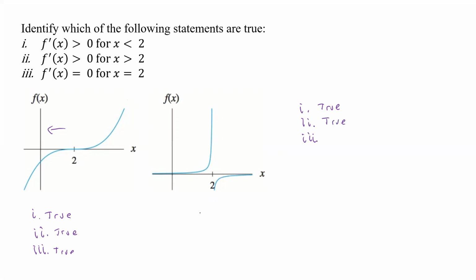Now, is it equal to 0 at x equals 2? Well, at this one, we have that disconnect. We're going up to positive infinity here, going down to negative infinity here. So there's that vertical asymptote here, and so it's not equal to 0 there. So I would say that one was false, okay? And basically, it's because it does not exist at x equals 2. We don't have a derivative at that point.